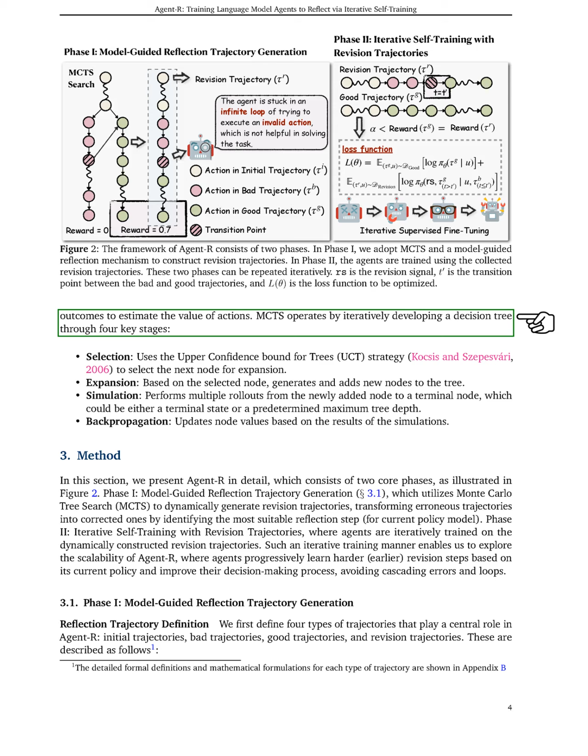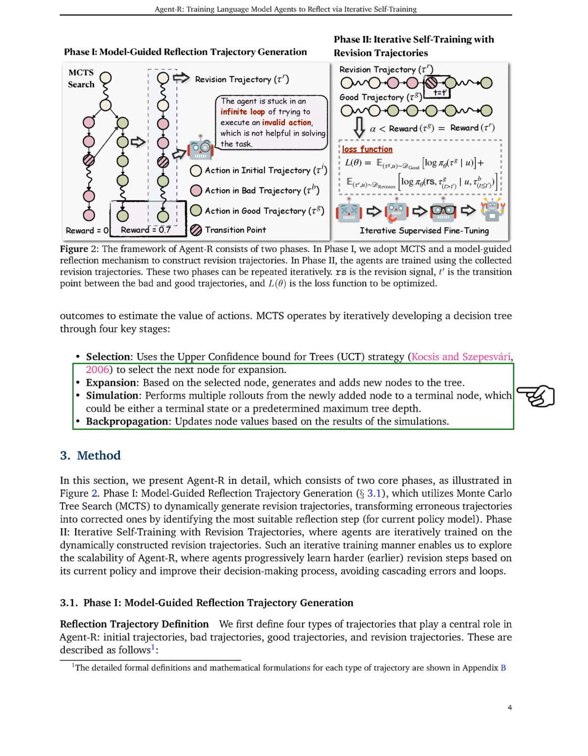1. Selection. We choose the next node to expand using a strategy called Upper Confidence Bound for Trees, UCT. 2. Expansion. We generate new nodes based on the selected node and add them to the tree. 3. Simulation. We run multiple simulations from the new node to either a terminal state or a set maximum depth. 4. Backpropagation. We update the values of the nodes based on the simulation results.